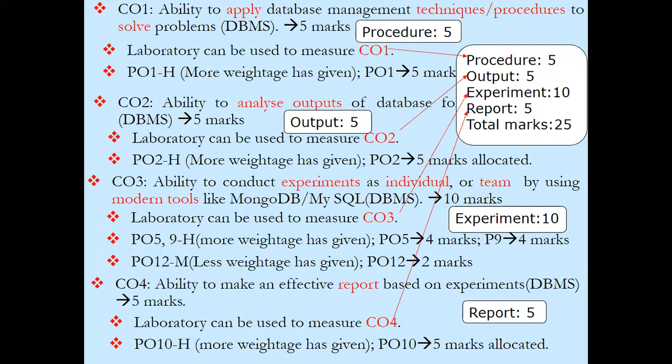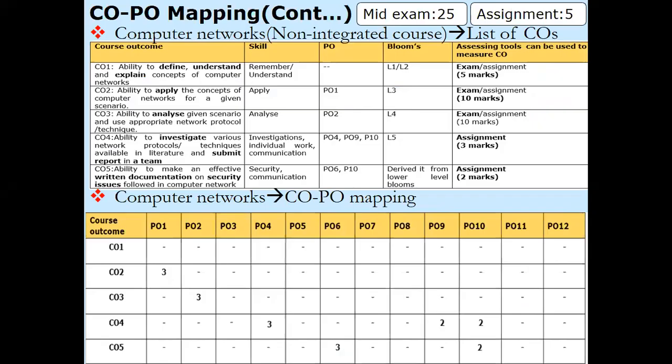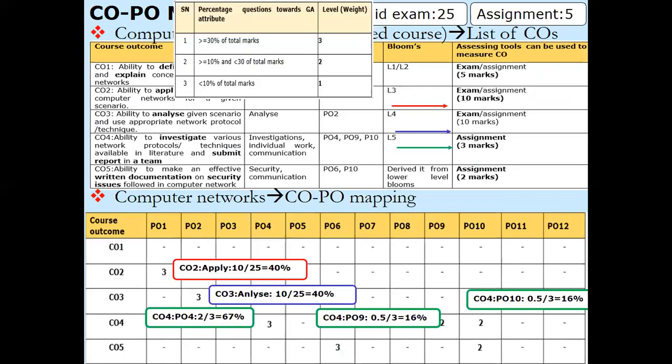Hello, sir, good afternoon. Regarding the CO-PO mapping, you showed one calculation, sir. That CO4 assignment is 3, so total assignment marks are 5, sir. So 3 by 5 comes under level 3, sir, for CO4. No. For example, see here, sir: in order to measure CO4, I am using assignment 1. Assignment 1 carries 3 marks. In order to measure CO5, I am using assignment 2. It carries 2 marks.